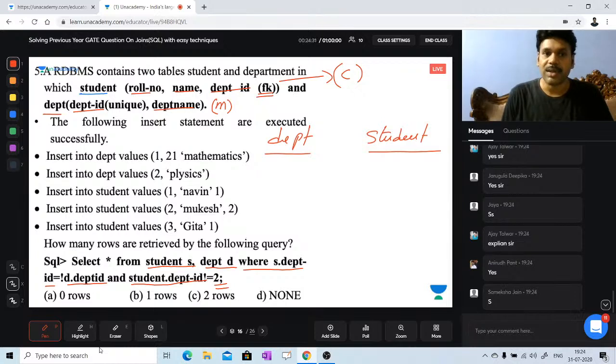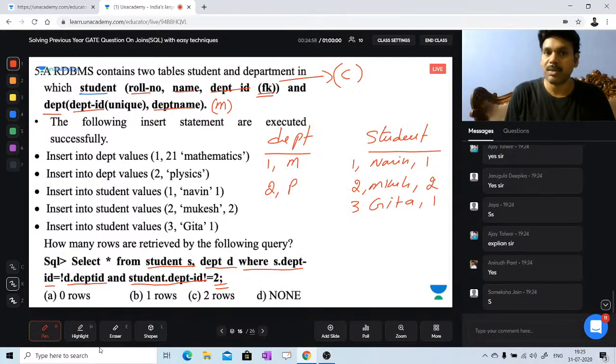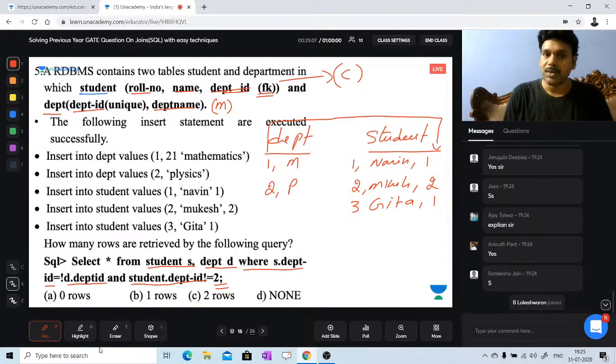So the values are given like this: in the department table, 1 maths, 2 physics, and in the student table, 1 Naveen with 1 as the department ID, 2 Mukesh with 2 as the department ID, 3 Geeta with 1 as the department ID. The last column is the department ID. So now we know that the common column is here. Clear? Now observe, this is your primary key and this is your foreign key. So you can easily map.